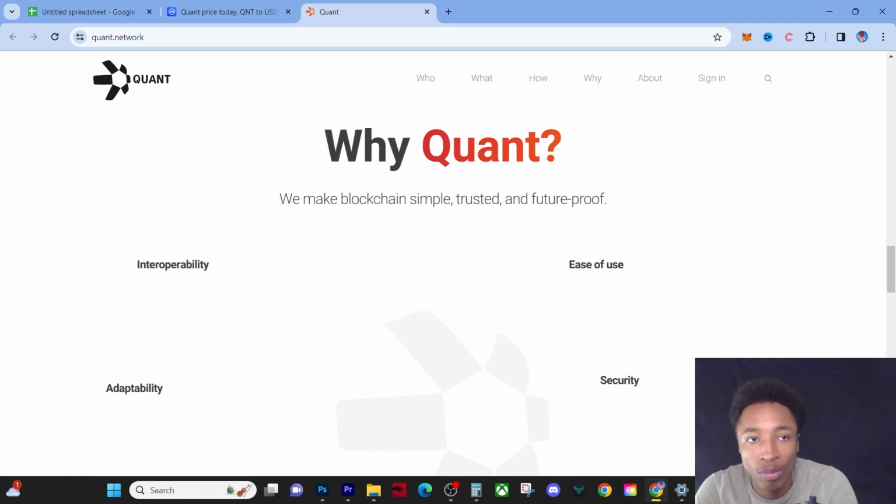Now today we have to talk about why you only actually need around 4 Quant. And the reason I say this, I've actually made a spreadsheet. We're going to get into the spreadsheet pretty soon. Before we do that, you have to understand what exactly is Quant.